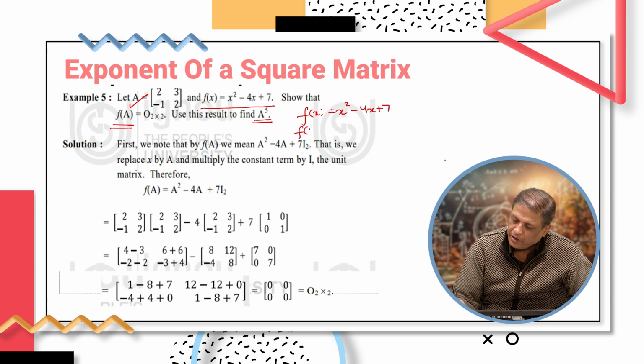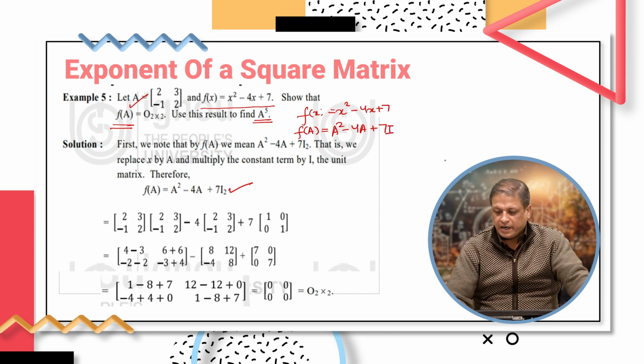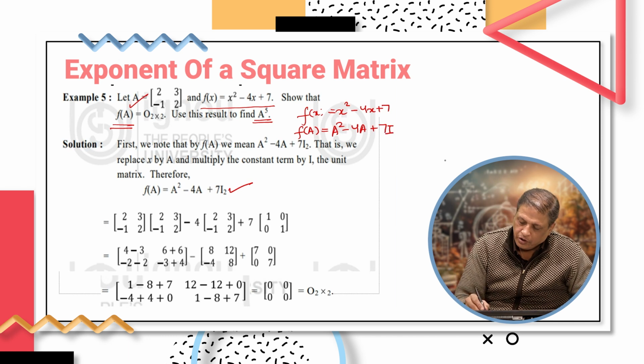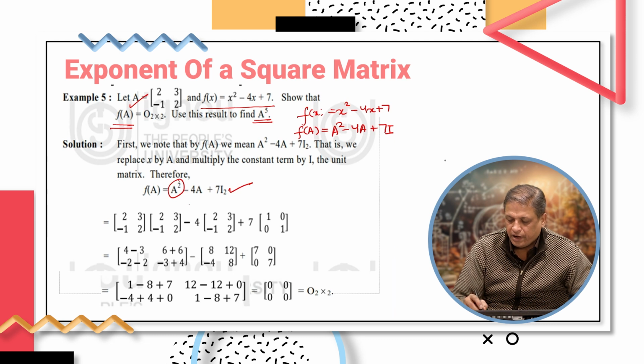So what will be f(A)? f(A) will be equal to A square minus 4A plus 7, where 7 will be multiplied by the identity matrix. Now in order to find the value of function f(A), firstly A square is to be calculated.